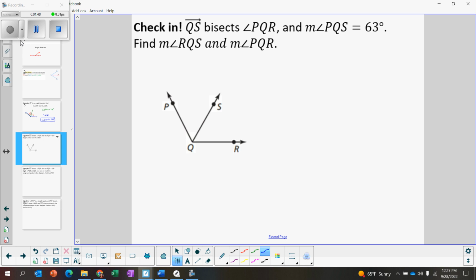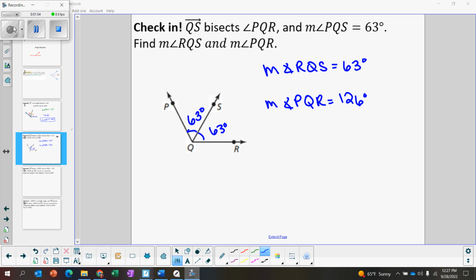So you could try the check-in, pause it, and when you're ready to see your answer, hit play. All right, so we have ray QS bisecting angle PQR, and they told us the measure of angle PQS was 63, so the measure of angle RQS was also 63, and then the whole thing would be 63 times 2, or 126 degrees.